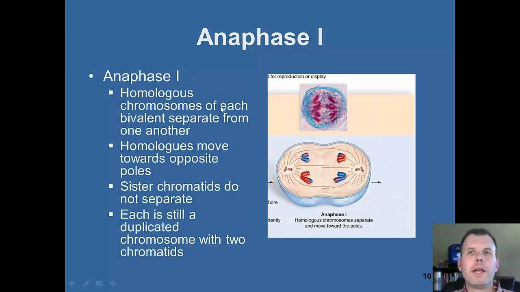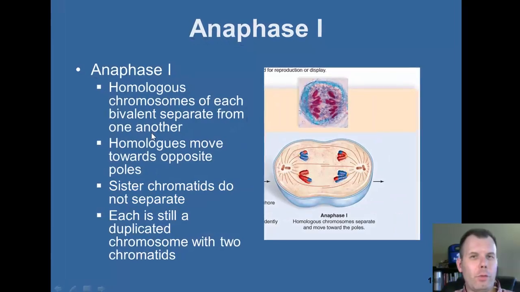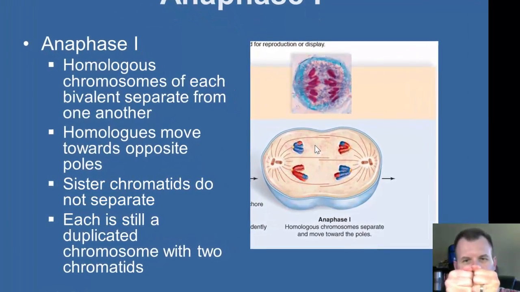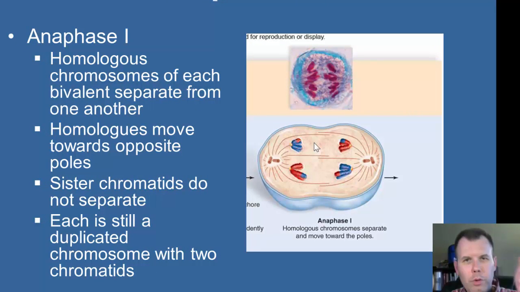Now the next step that happens is called anaphase 1. And in anaphase 1, instead of splitting the individual chromosome apart, so remember the duplicated chromosome and the chromatids getting pulled apart, now what you're doing is pulling the homologous pairs. So you're either pulling dad's chromosomes to one side or mom's to the other or vice versa. And again, the mix.